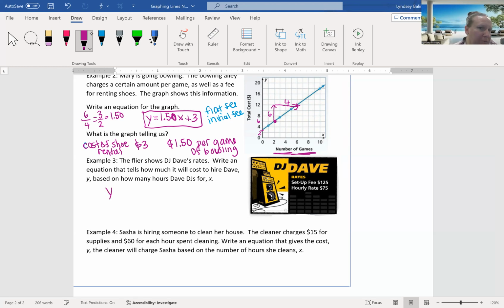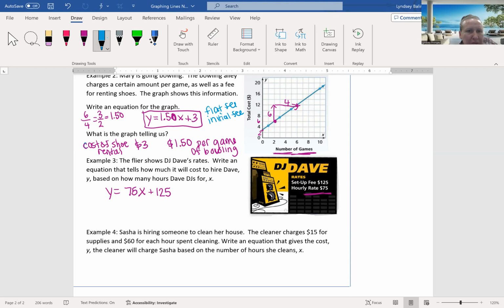We know it's going to be y equals, if x is the number of hours, it makes sense to take his hourly rate and multiply it by x. So that is our slope. So 75x. And the setup fee, that's that flat fee, that initial fee. It doesn't depend on how many hours he's there for. It's always going to be $125. That's our y-intercept. So our equation is y equals 75x plus 125.